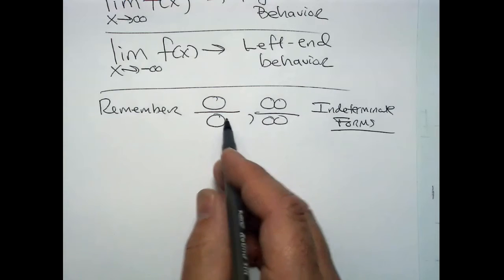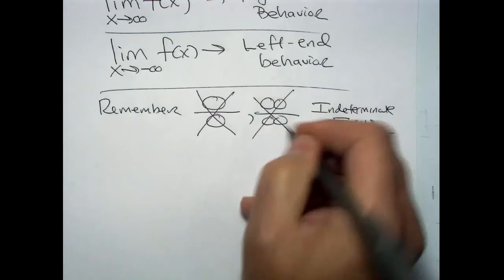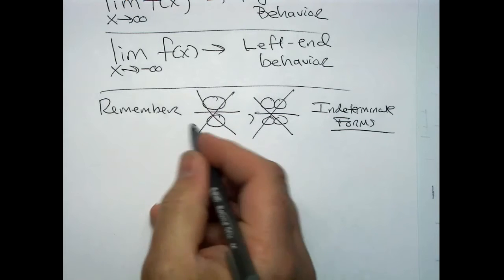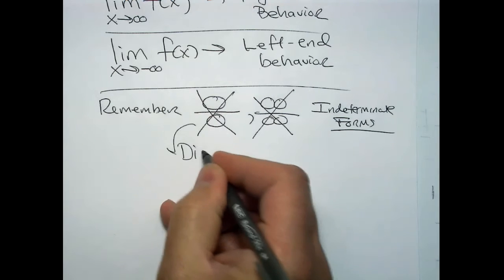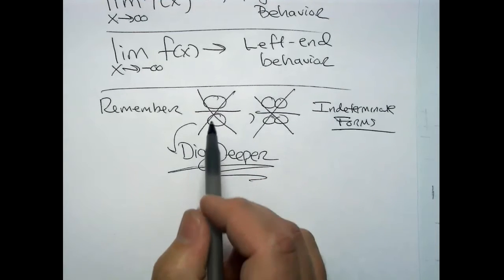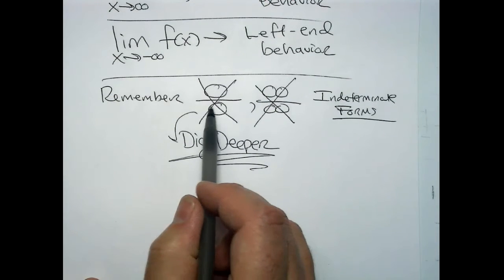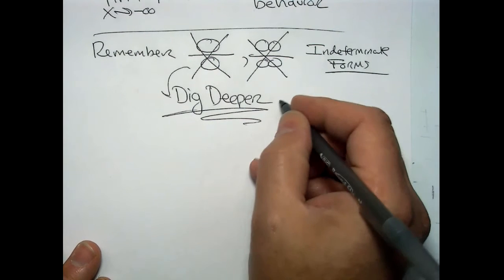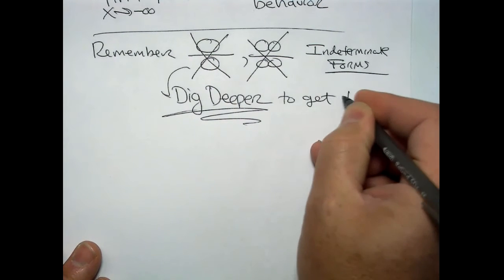So while the function would be undefined, we never use these to answer limit questions. In fact, when you get these, what that usually indicates is a signal to dig a little deeper into that limit. So be careful. When you run your limits and you get these indeterminate forms, we never say DNE. We dig deeper to get the real answer.